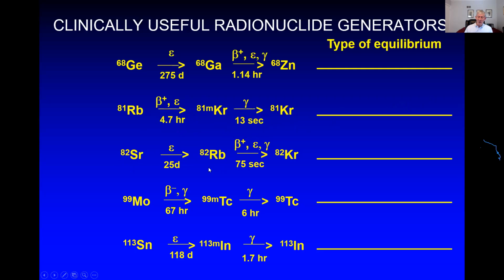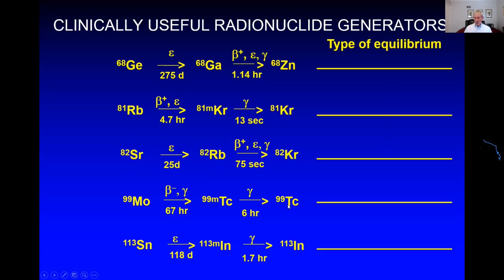Strontium rubidium generator, readily available all over the world. Rubidium is a cardiac imaging agent, a myocardial perfusion imaging agent with a 75-second half-life. You can see it's positron. Strontium rubidium generator, parent and daughter, 25 days, 75 seconds. Type of equilibrium? Secular. Good. So we have so far all secular.